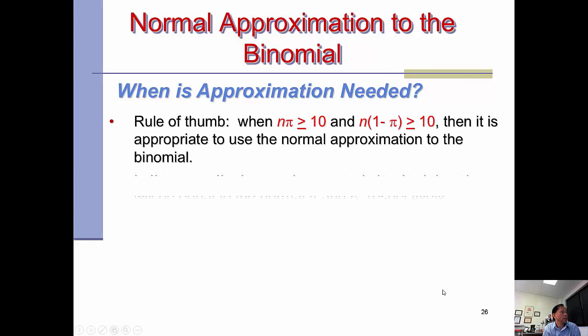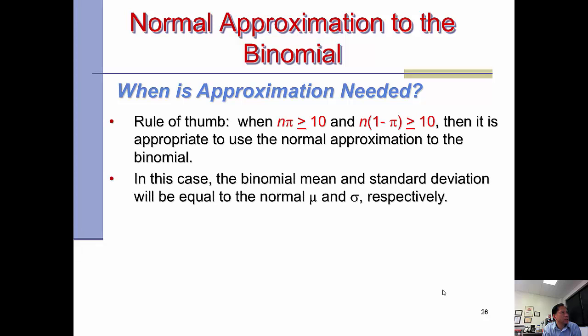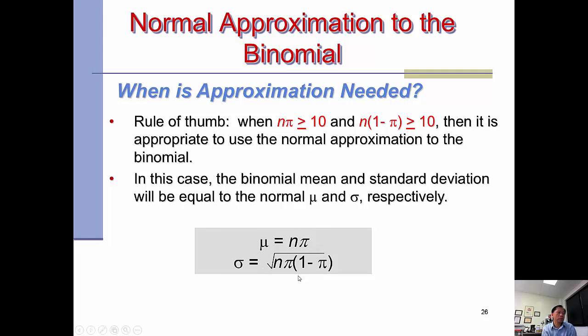Okay, so when is this approximation needed? The rule of thumb is if n times pi is larger than or equal to 10, or n times 1 minus pi is larger than or equal to 10, we can use the approximation. In this case, mu is n times pi, and sigma is the square root of n times pi times 1 minus pi. So we have mu and sigma and we can calculate.